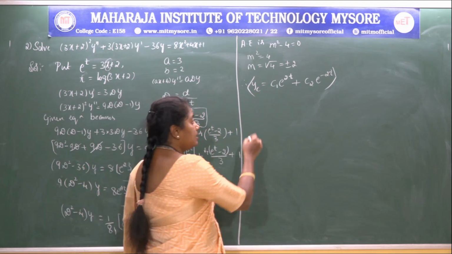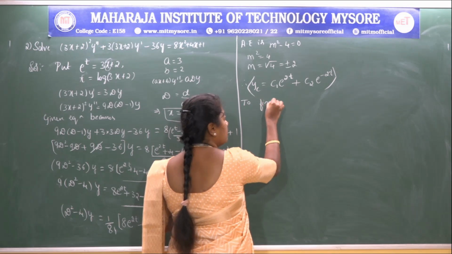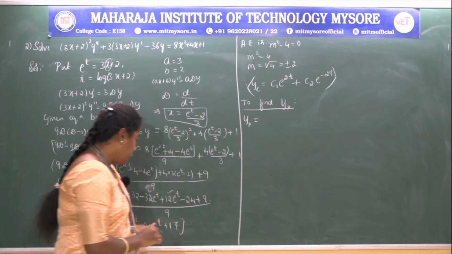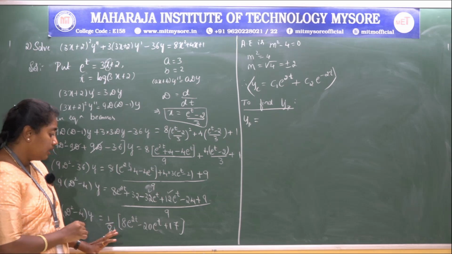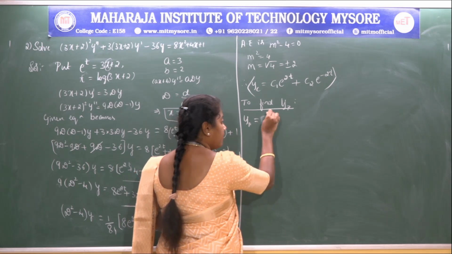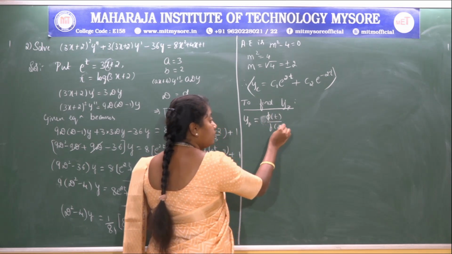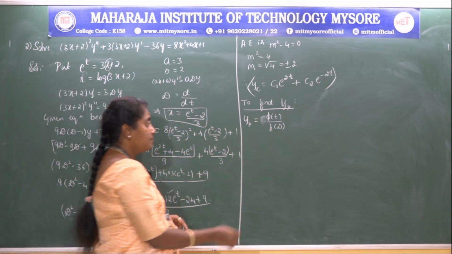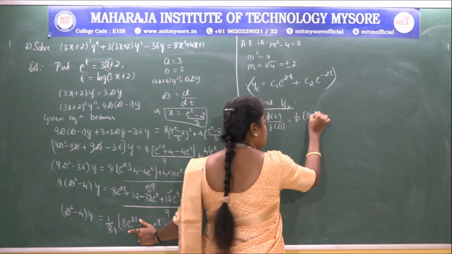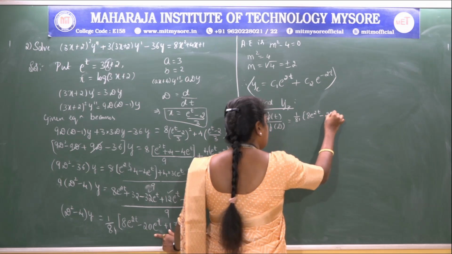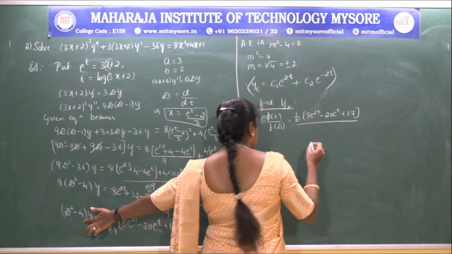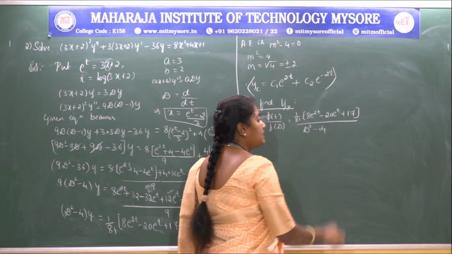Next, to find particular integral, to find yp, we have yp is equal to, so writing the numerator, the RHS term into 1 by f of D, the formula is phi of t divided by f of D, where the phi of t value is 1 by 81 is common, into 8 e power of 2t minus 20 e power of t plus 17 whole divided by f of D value is D square minus 4.